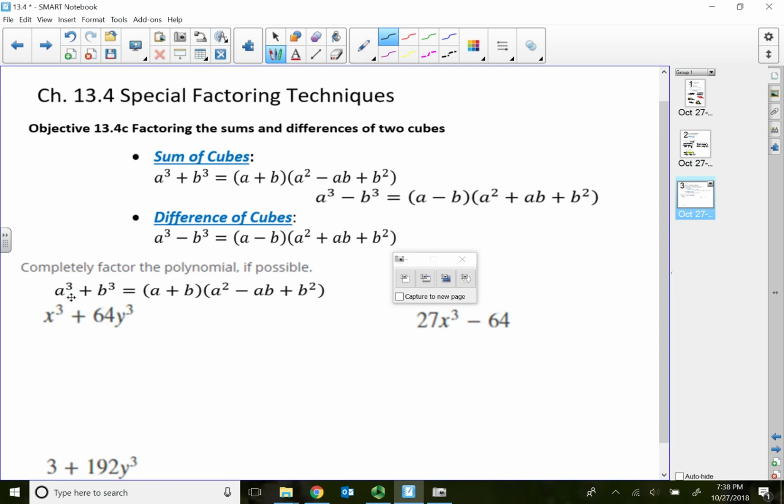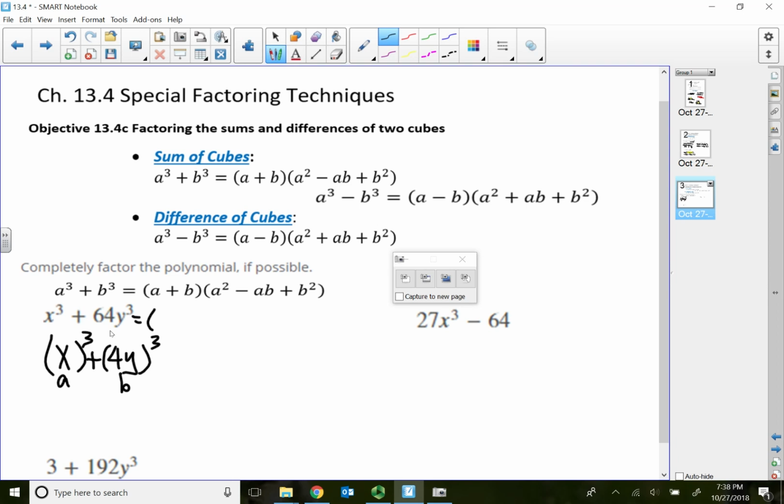So a to the third plus b to the third. My answer needs to look like a plus b times a squared minus ab plus b squared. So we have to first figure out what my a and my b are. What was this x to the third before it was ever cubed? It must be x, written as a power rule. So that must be my a. Plus, what was 64y to the third before it was ever cubed? It must be 4y. So 4y has to be my b.